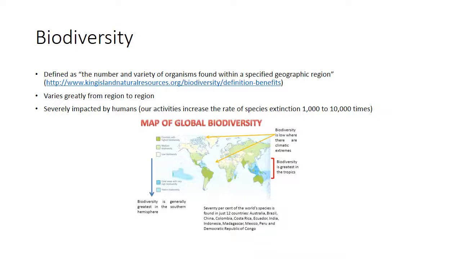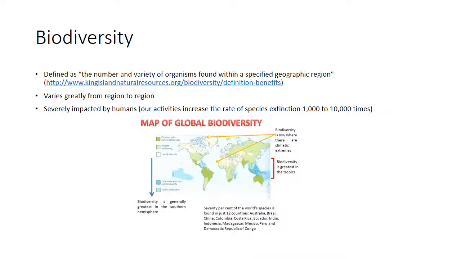Just one figure to give you an idea that our human activities increase the rate of species extinction somewhere between 1,000 and 10,000 times compared to what it would be if we did not do anything, if humans either did not exist or existed as primitive tribes of hunters and gatherers. But that is based on some pretty solid studies.